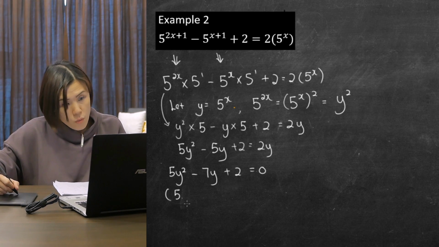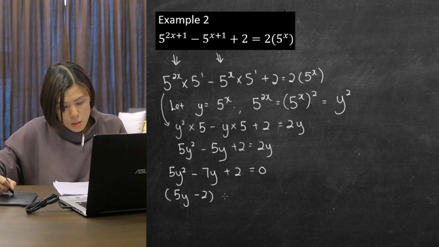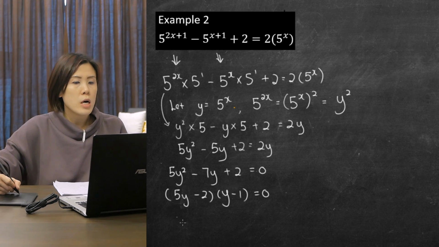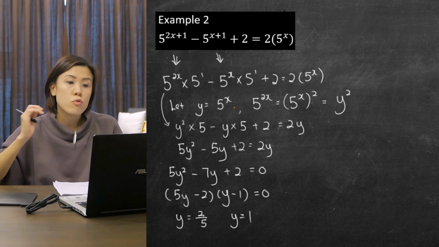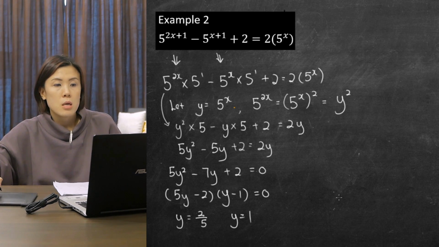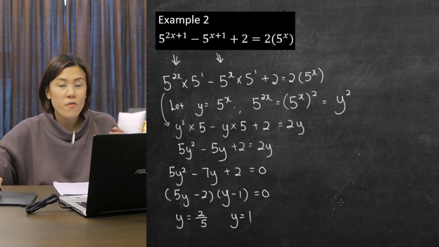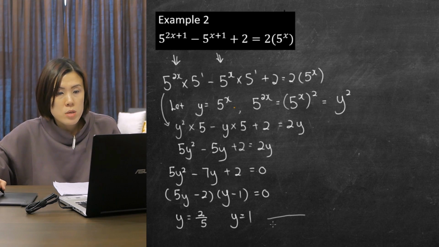Then we will have (5y minus 2)(y minus 1) equals 0. Then we will have y equals 2 over 5 and y equals 1. But students, please bear in mind that you do not leave this as your answer, as we are actually solving for x. We are not finding y. So next we still need to continue with this.